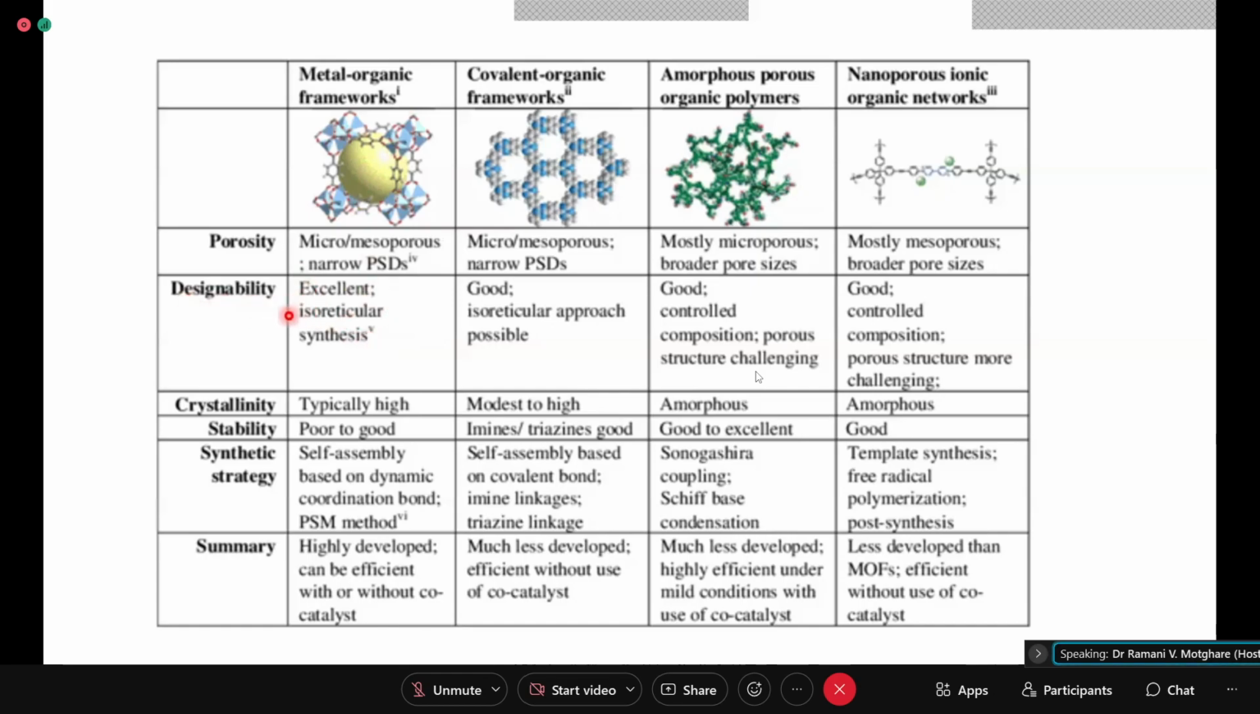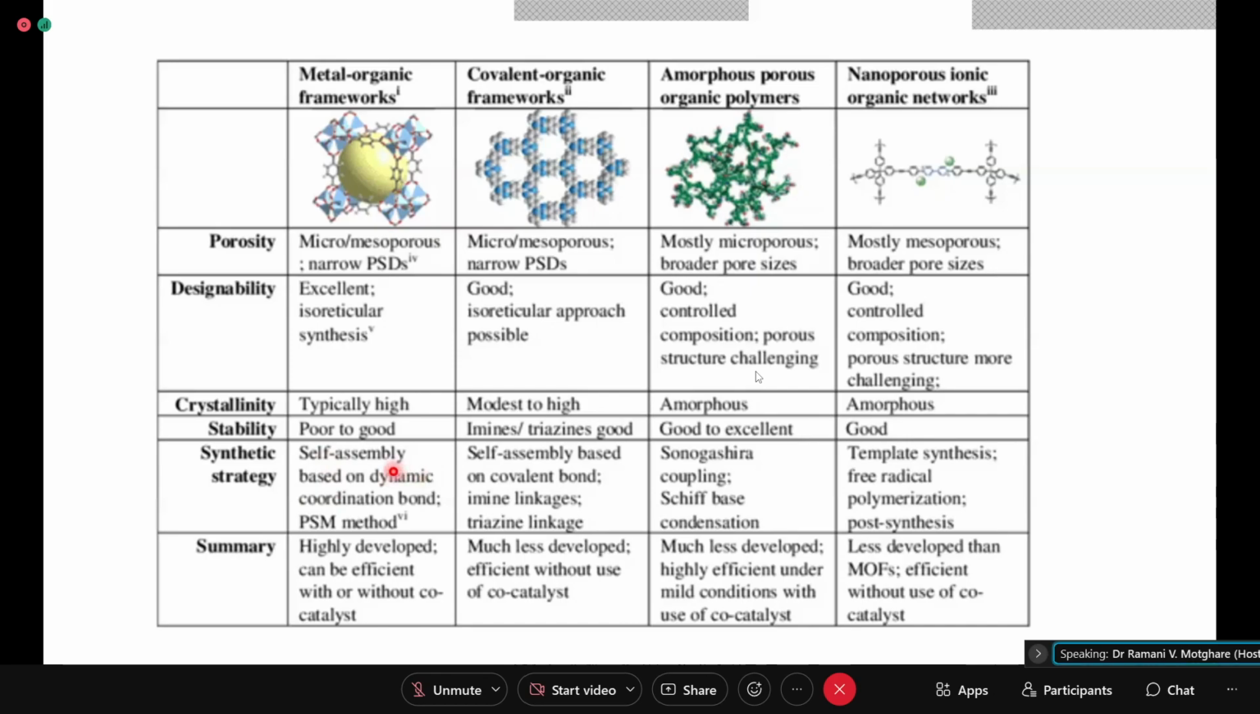You can first go for computational work. Some software you can use to arrange those organic parts and the metal part, and then you can see whether it can work nicely. Then its crystallinity can be studied. Generally, such material has high crystallinity. Then they have poor or good stability, depending on what the organic part is. Then synthetic strategies are there.